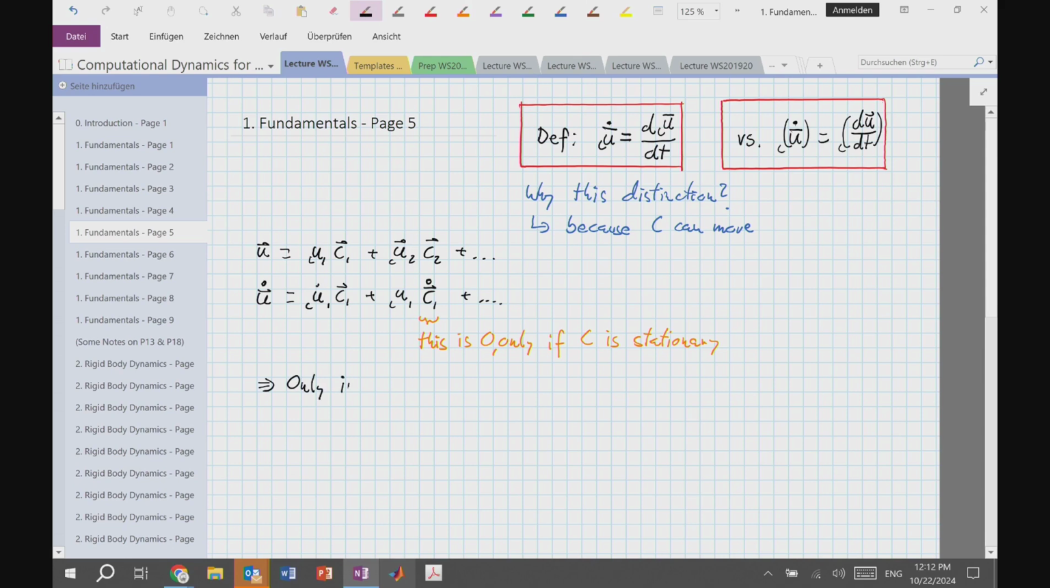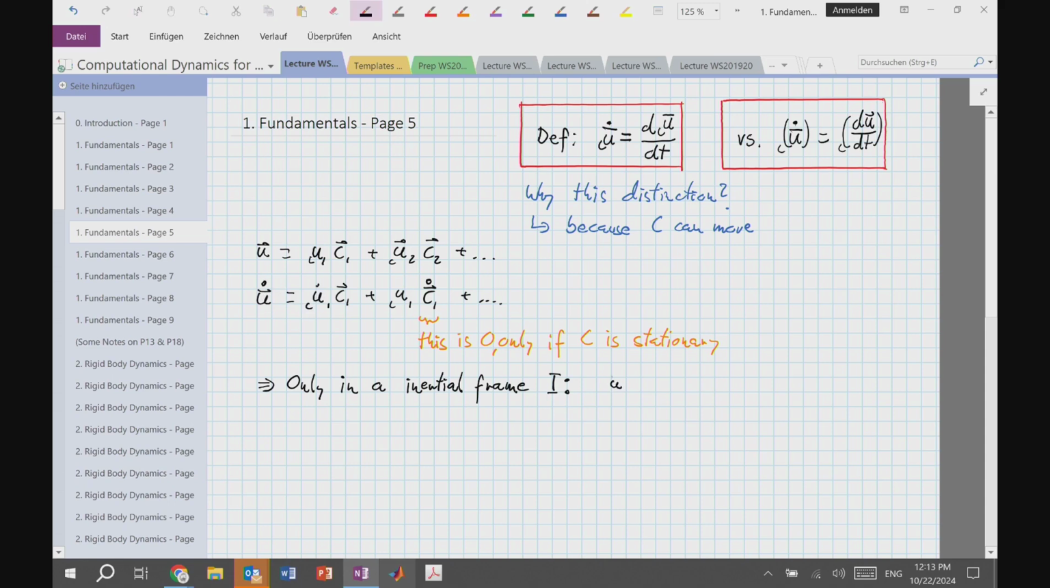So only in an inertial coordinate system, or inertial frame, so any coordinate system that is not moving, and we're going to call these coordinate systems I, these expressions here are 0, and then what is left here is that I basically have my coordinate axis scaled with the numerical derivatives, and I see that these numerical derivatives are indeed the coordinates of the physical derivative.